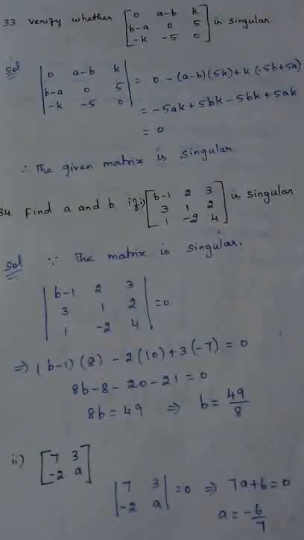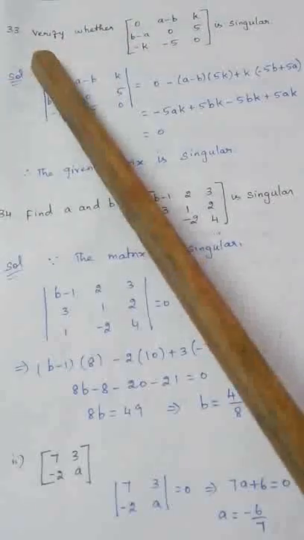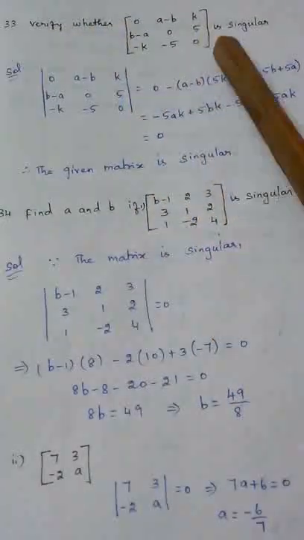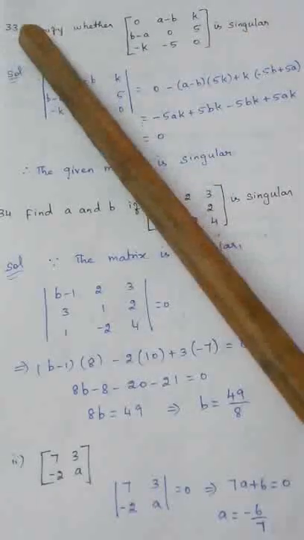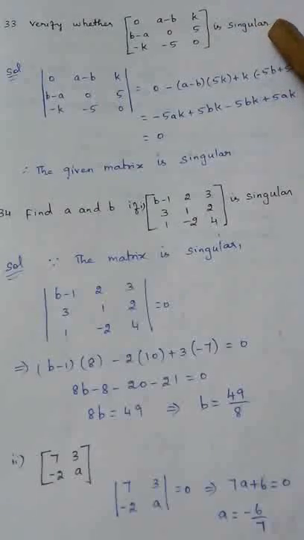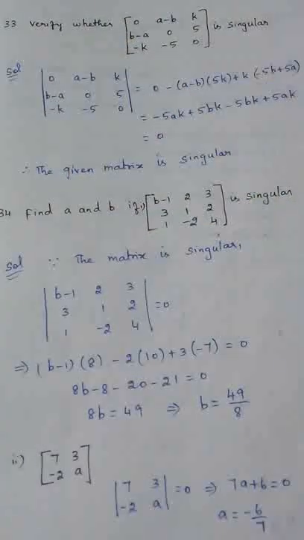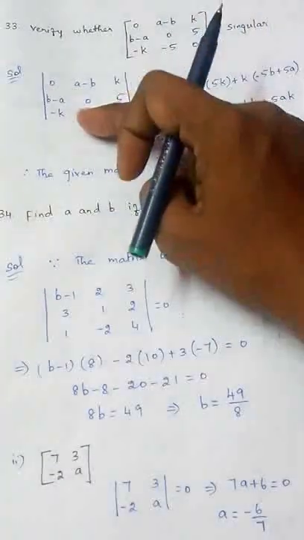Question number 33. Verify whether this matrix is singular. Again, the same problem that we have seen in 32, the same model. So what should we do? Find the determinant value. So write everything in determinant symbol.